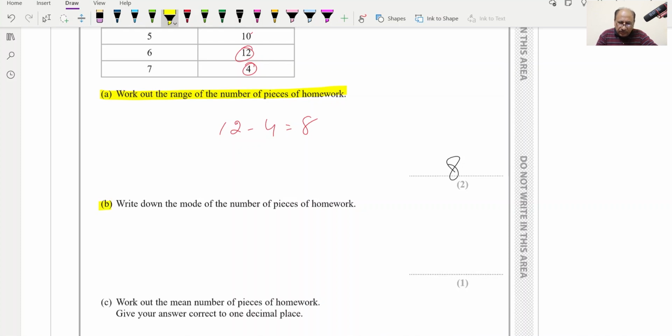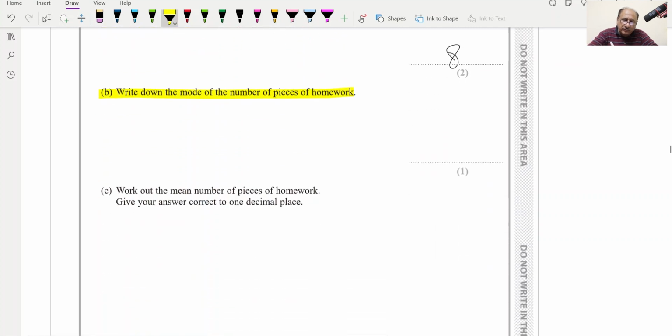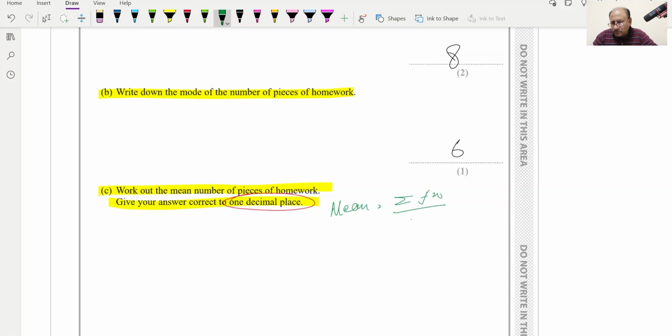Next, B part says write down the mode of the number of pieces of homework. Mode means most occurring or most repeating. So what is most repeating? Most repeating is this one, which is 6. So 6 is most repeating. We can write 6 over here. And then work out the mean number of pieces of homework. Give your answer correct to one decimal place. We have to provide the answer. We know the mean formula is what? Mean is equal to sigma fx over sigma f.